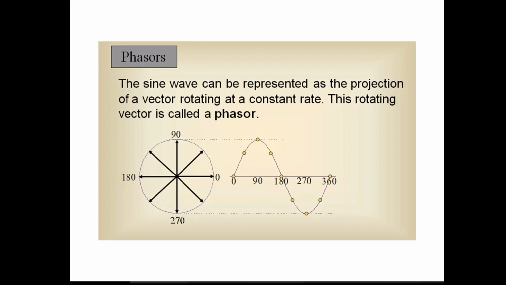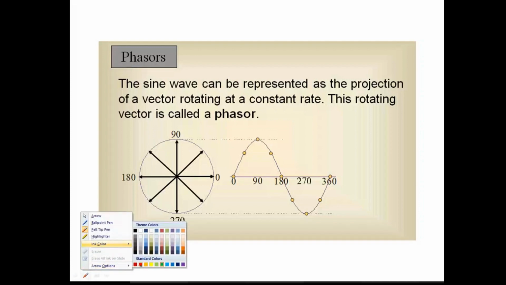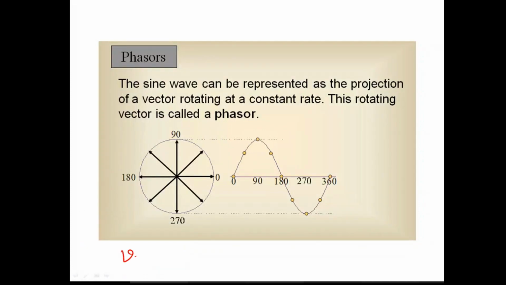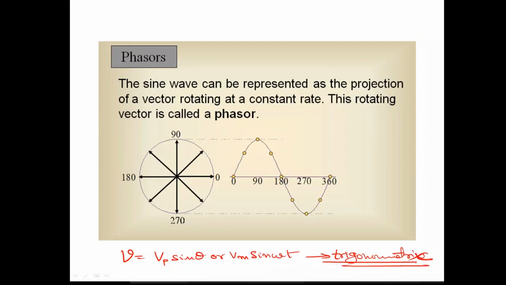So every sinusoidal waveform, mathematically I already told you, is represented in a trigonometric expression as V is equal to Vm sin omega t, or like this. So the trigonometric expression of a sinusoidal waveform you have seen, V is equal to Vm sin omega t, whatever it is. This type of expression representing the sinusoidal waveform we call a trigonometric expression of a sinusoidal waveform. And a sinusoidal waveform can also be represented in phasors.